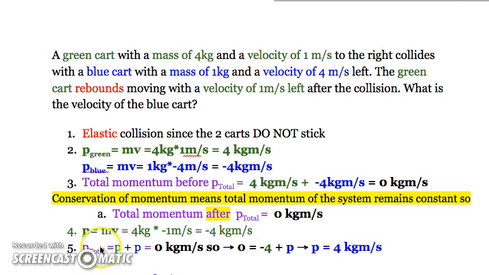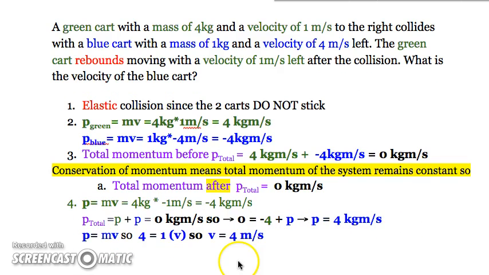We know my total momentum is the green cart's momentum plus the blue, and that sums to 0. So if the green cart has negative 4, or 4 to the left, the momentum of the blue cart must be positive 4, or 4 to the right. The blue cart still is 1 kilogram, so 4 equals 1 times v. That means v equals 4 meters per second. So they come in with an overall momentum of 0, so they're balancing each other out.